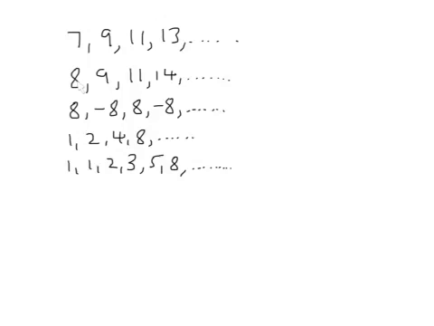In the second sequence, the gap there is 1, the gap there is 2, the gap there is 3, the next gap would be 4, so the next one would be 18, then add 5, that would be 23. Here the numbers are just alternating between 8 and -8, so the next number would be 8, and then -8.